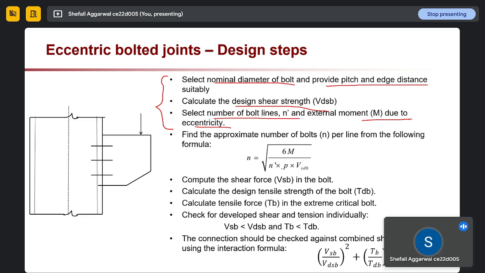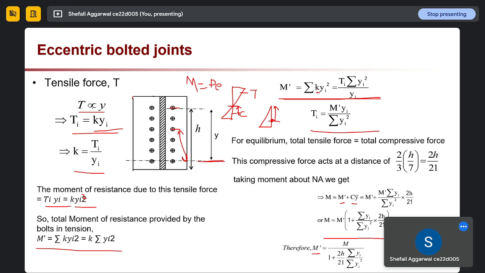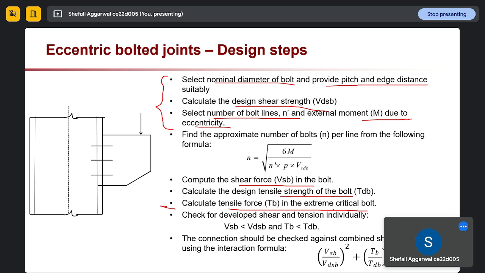Then from the number of bolts, you will calculate the shear force. This is exactly the same design which you have seen in the normal design of bolt. So the same procedure we are following till here. So we will design shear force, tensile strength, and then tensile force at the extreme critical bolt. So this is the value which we are getting here, tensile force kyi. So yi is our extreme bolt distance. This we will calculate.